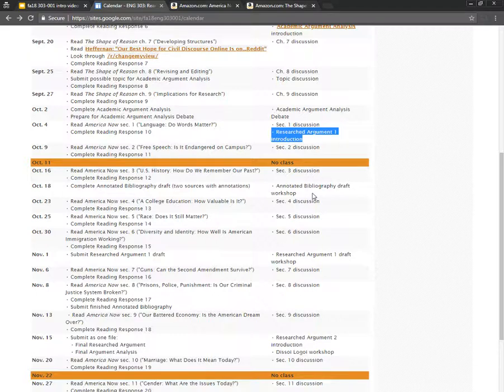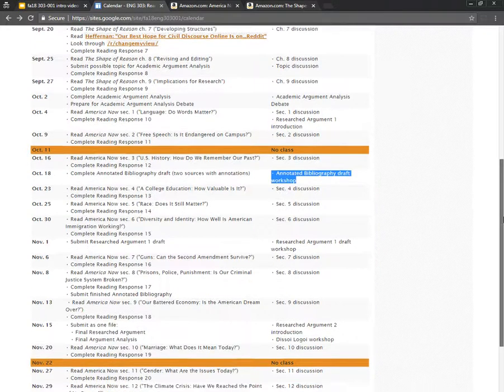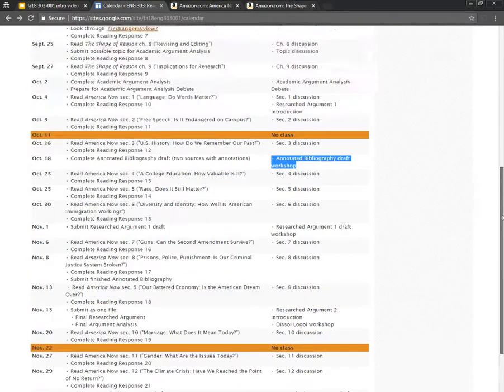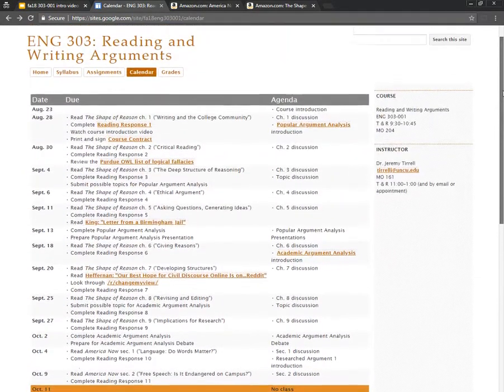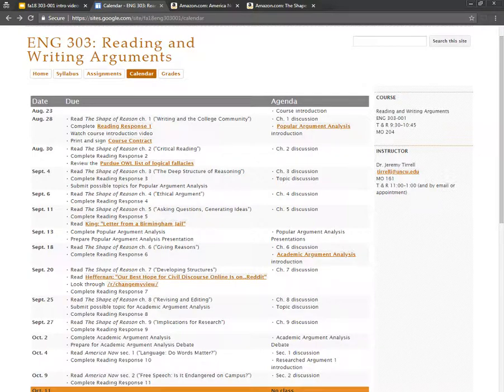Another thing you can see is that it's not like I'm going to give you the information and then kick you out of class and say, go do it. We go step by step. You can see we have drafts and revisions, and we do workshops and that kind of thing. So we move step by step. That's the gist of it.